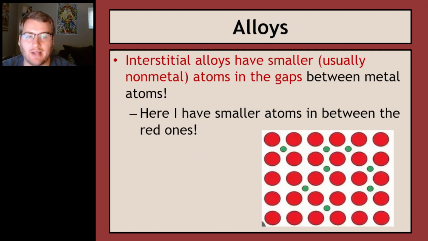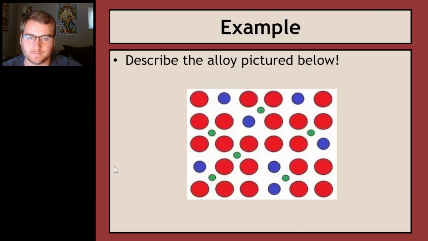An interstitial alloy is different. You have all metal, all the red ones here are the same atom. Maybe it's iron, for example. And all these tiny little green ones are much smaller atoms that fit in the gaps between the metal atoms. And that's where interstitial comes from: inter meaning between, stitial meaning kind of space. So these are atoms that go in the in-between space between larger atoms. These will usually be things like carbon or oxygen or smaller nonmetals that are much smaller than the metals, that fit in the gaps and can change their properties. And just know that means it's interstitial.